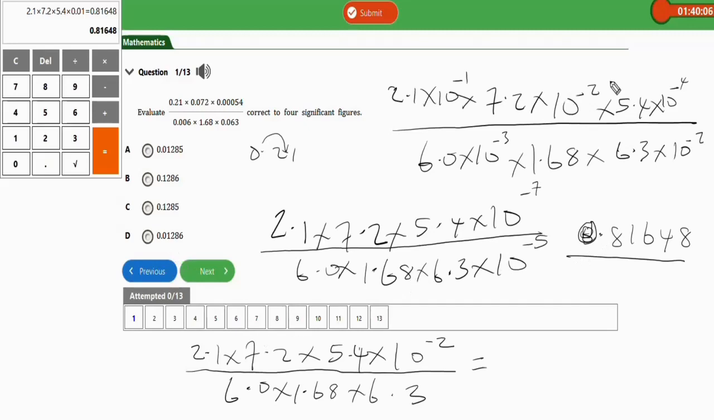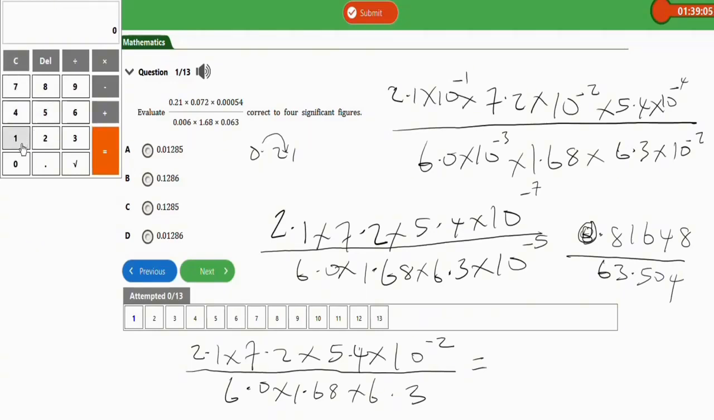Divide. So let's check the denominator. Let's simplify the denominator. For the denominator, we have 6.0 times 1.68 times 6.3. What's the output? We have 63.504. So this is over, just write it down, 63.504. So at this juncture, let's do everything together on this calculator.